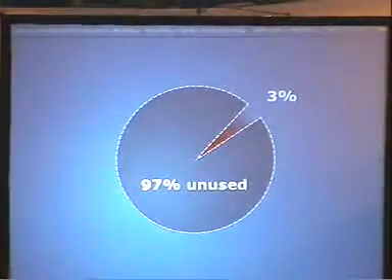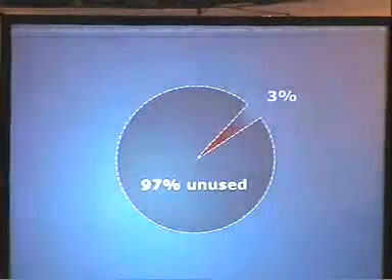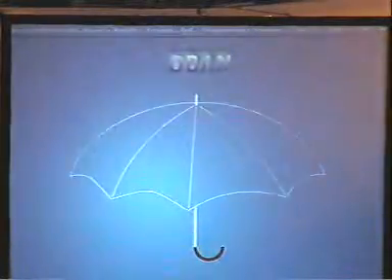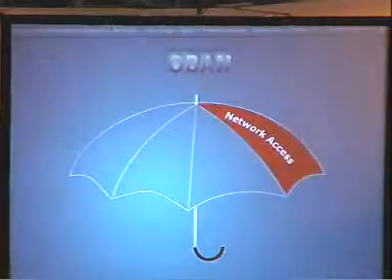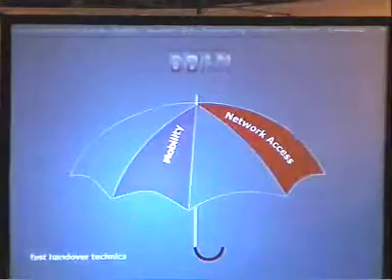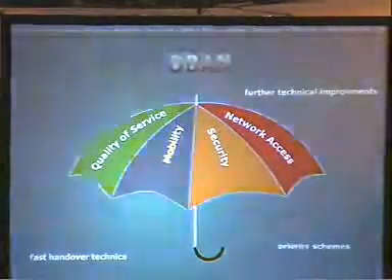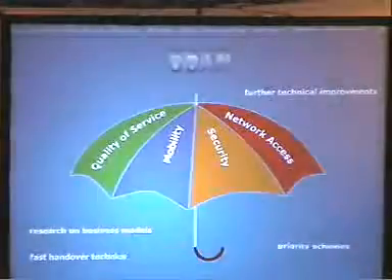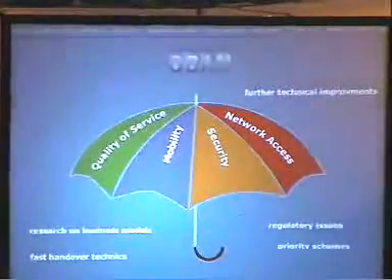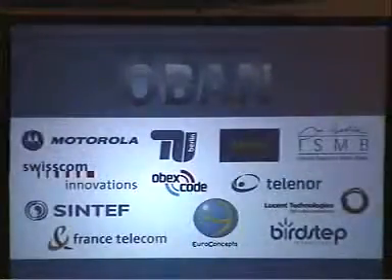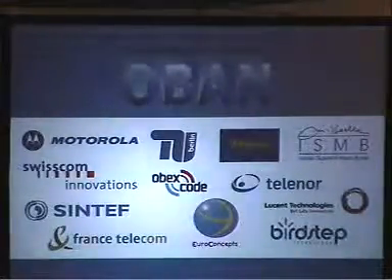97% remains unused. O-ban creates the conditions to make this huge unused capacity available to passing or visiting users. For the O-ban vision to become reality, the project will continue to develop solutions for network access, mobility and fast handover, as well as quality of services and security. The O-ban project also carries out research into business models, regulatory issues, and estimation of network coverage and capacity. O-ban will open up completely new market opportunities for network and service providers to offer new and improved services.